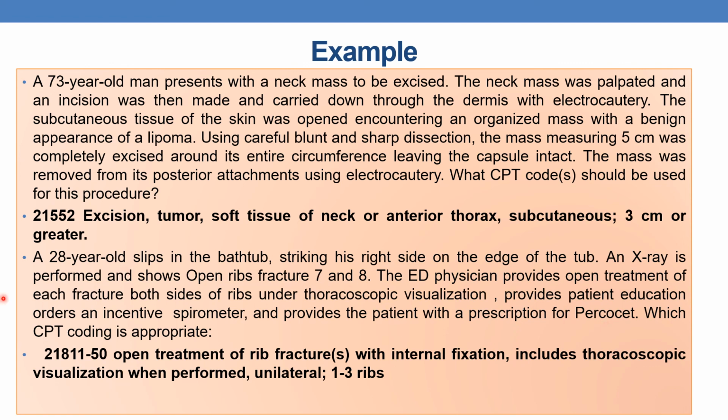So the appropriate CPT is 21811 along with modifier 50 to indicate a bilateral procedure. 21811 is open treatment of rib fracture with internal fixation including thoracoscopic visualization when performed, unilateral 1 to 3 ribs.